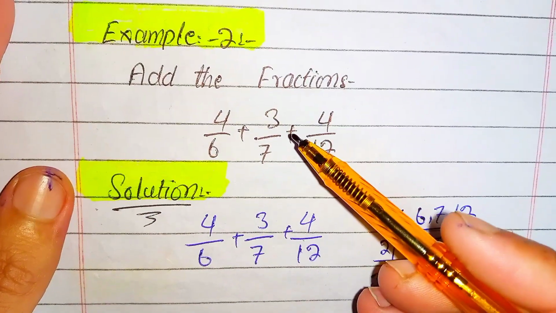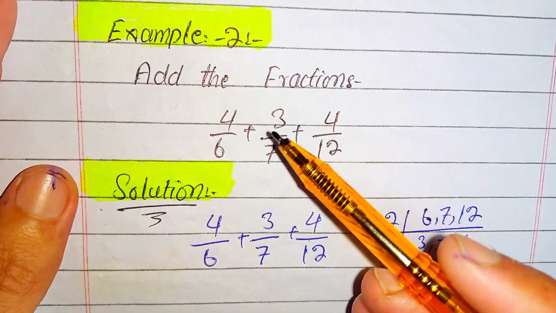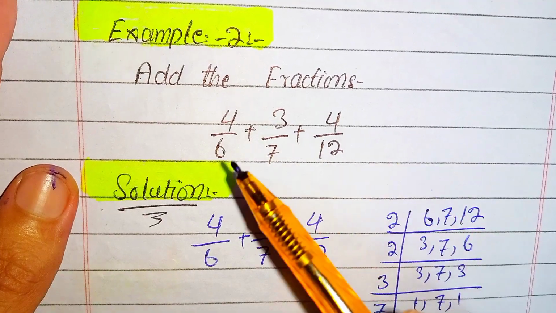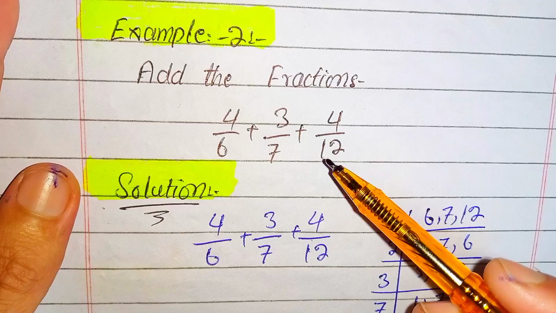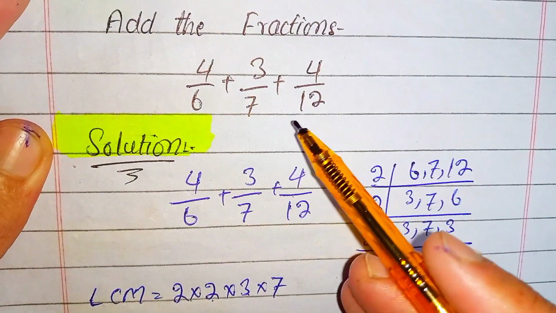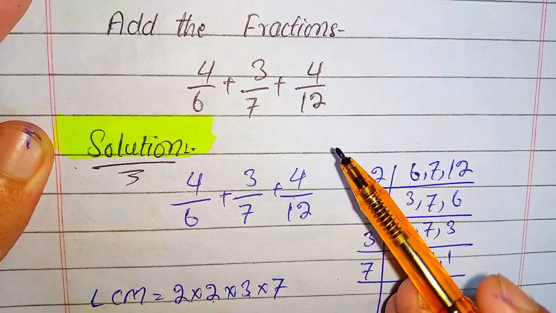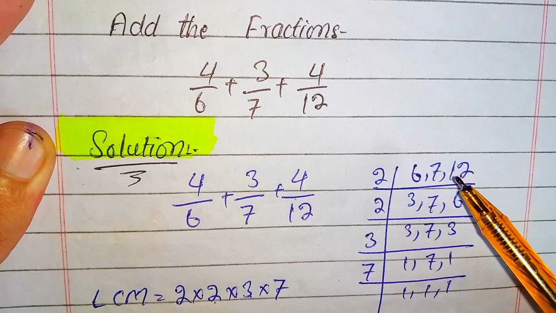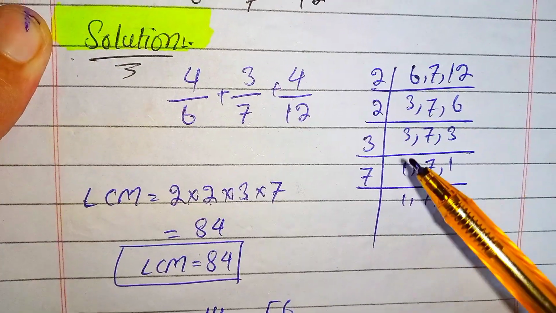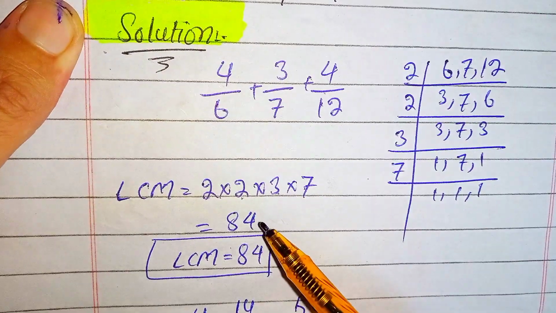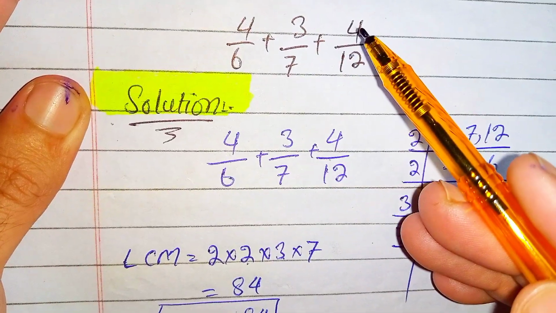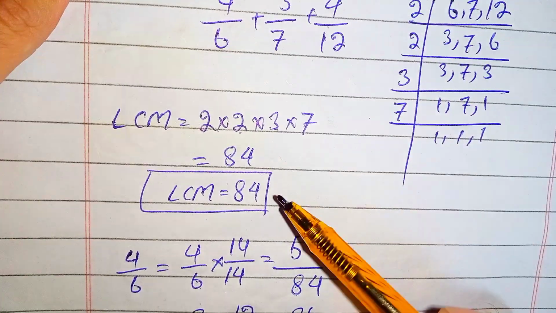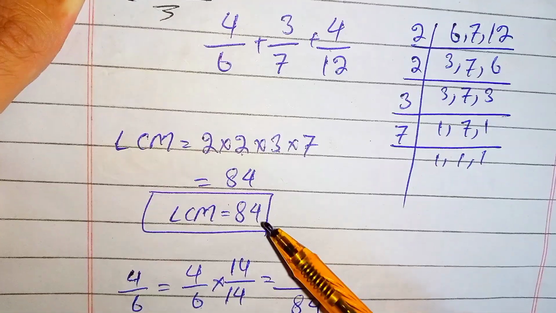Now here is another example in which we have to add fractions with 3 or more terms. Here we are adding 4 over 6 plus 3 over 7 plus 4 over 12. First of all, we will take the LCM of the denominators of these fractions. So we will take the LCM of 6, 7 and 12, which is equal to 84. So we will multiply 4 over 6, 3 over 7 and 4 over 12 with such numbers that the denominator of each fraction becomes equal to 84.